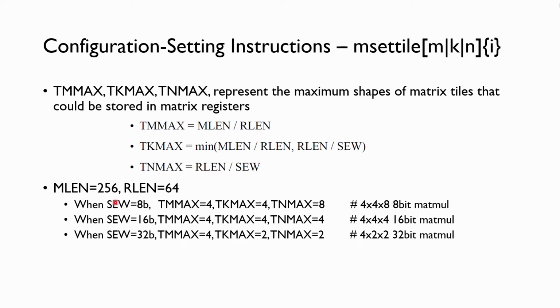Let's look at an example. Suppose mlen equals 256 and rlen equals 64, so the TM max is given by mlen divided by rlen, so it's 4. And the TN max is related to the SEW settings. If the SEW is 8 bit, the TN max equals 8, and the TK max is the minimum of the two, which is 4. And if the SEW is 32 bit, the TN max is only 2. So the TK max is the minimum of 4 and 2, which is 2.